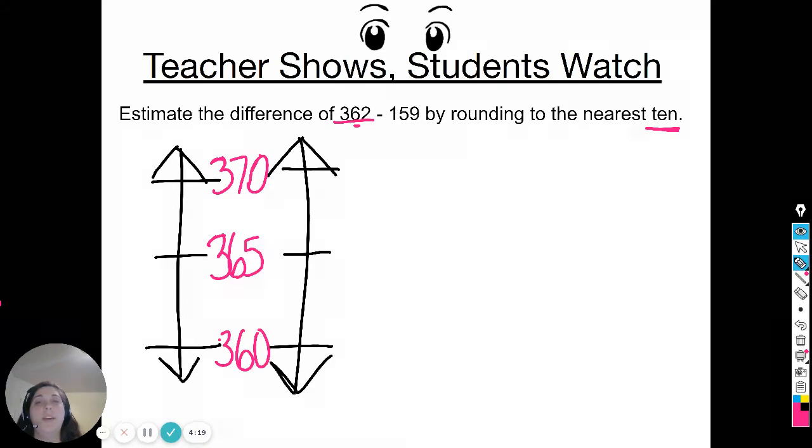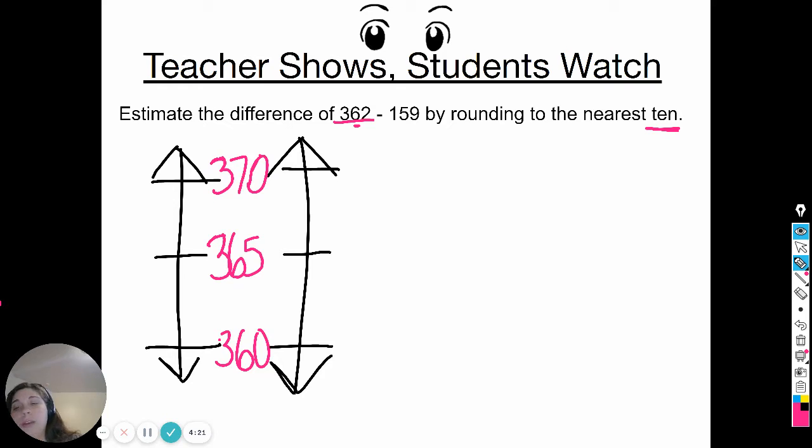Now I just need to find 362. 360, 361, 362, 363, 364, 365. 362 is below halfway, so I round down to 360. My next number is 159.